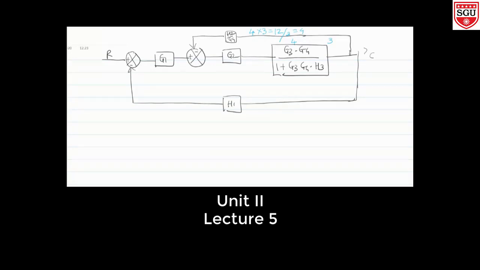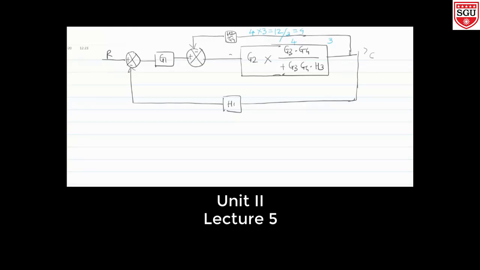Then what can we do next? Again we can combine G2 and that big block, G2 and G3 G4, that big block. Here it was G2, like this. Correct? Yes, sir. Then the remaining part you have to do.